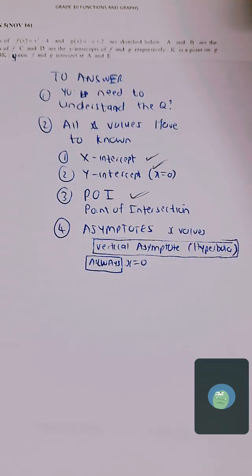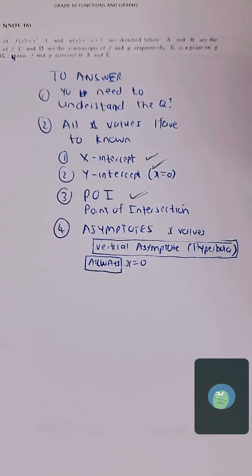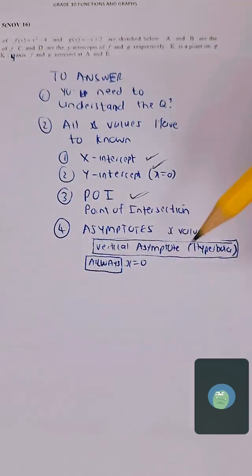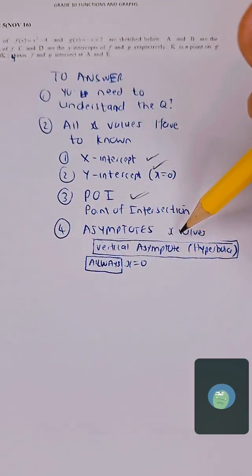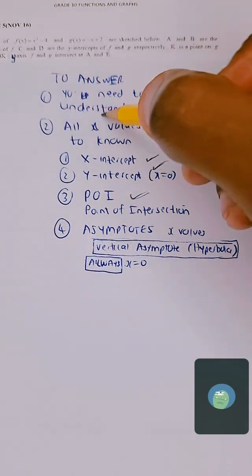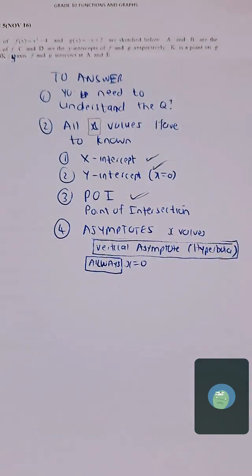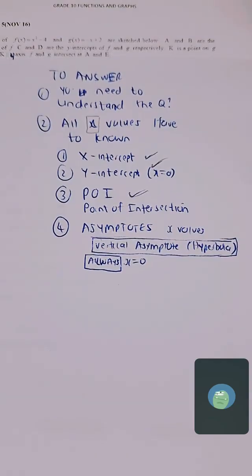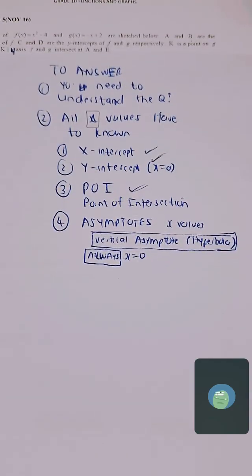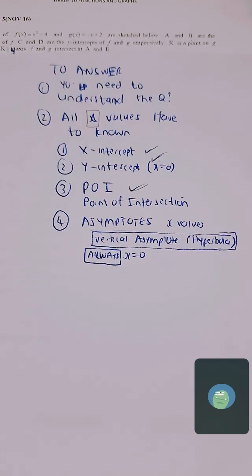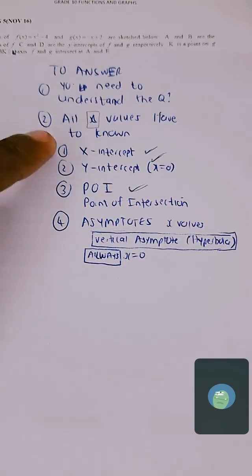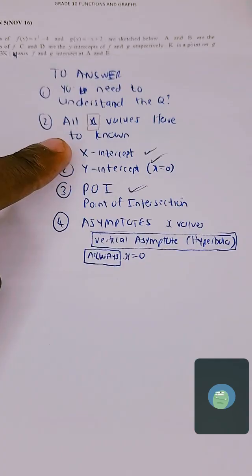So does the asymptote only apply to the hyperbola function? Hyperbola and exponential, my guy. But for this particular question, remember I said in order to answer the questions related to interpretation, f(x) greater than g(x) or f(x) less than g(x), are you with me so far? Yes, sir. Yeah, we need all the x values.